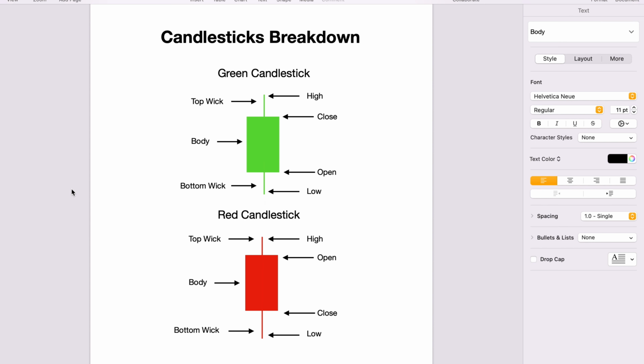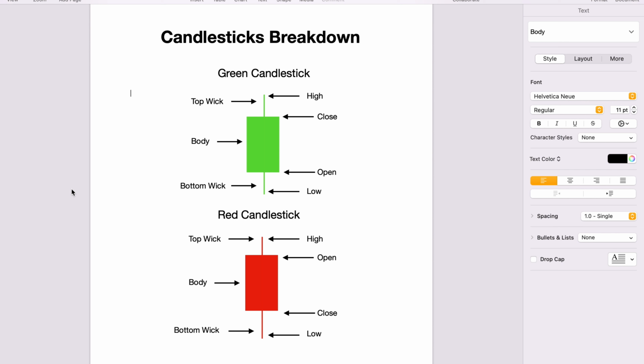So there's two different colors of candles. Candles can be green, which means that the price is going up, which means that the buyers are in control, or there could be a red candlestick, which shows that the price is going down and which shows that the sellers are in control. The candlestick consists of a body, which is the thicker part of the candle, and the wicks, which are the skinnier part of the candle.